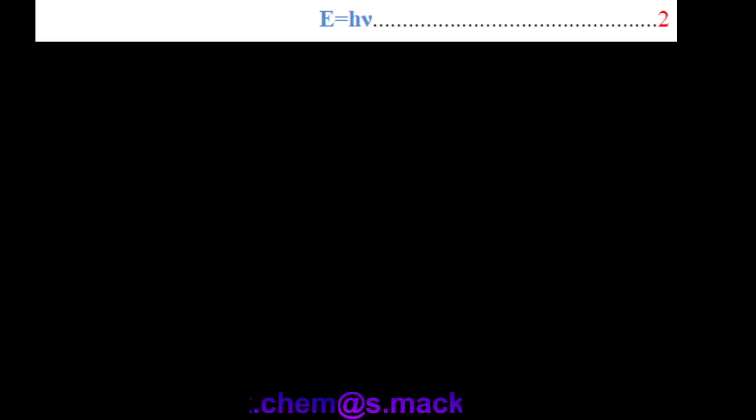Planck's equation. Now I've mentioned Planck's equation before, where E represents energy. Later on, we'll look at what this energy really means. For now, we're just looking at the calculation. And in order to calculate E, which is energy, we use a constant H, which is called Planck's constant, multiplied by the frequency of the electromagnetic radiation.